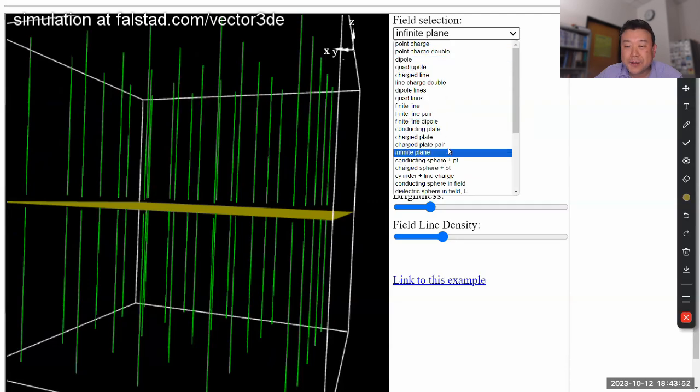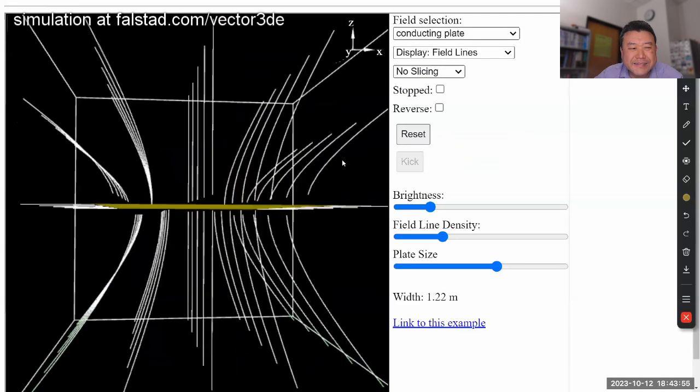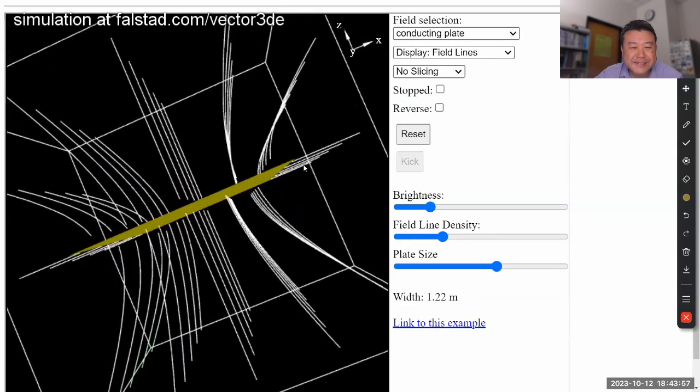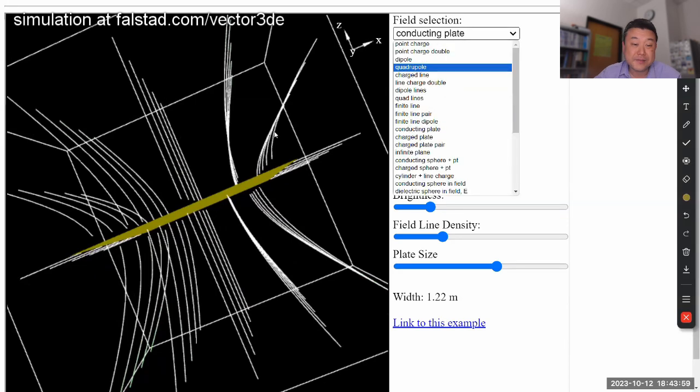Let's see, what other example do I want to look at. Conducting plate? I don't know. It's an interesting thing to look at. I don't know if there's anything I can say.